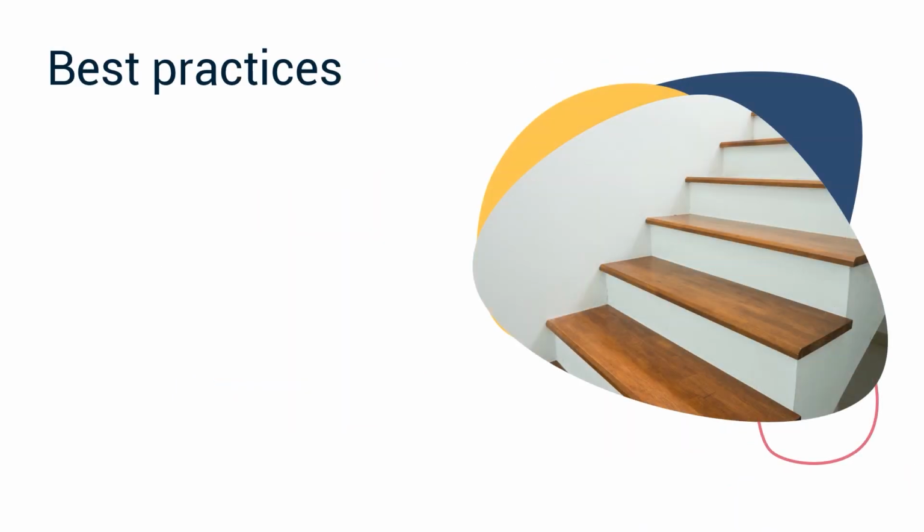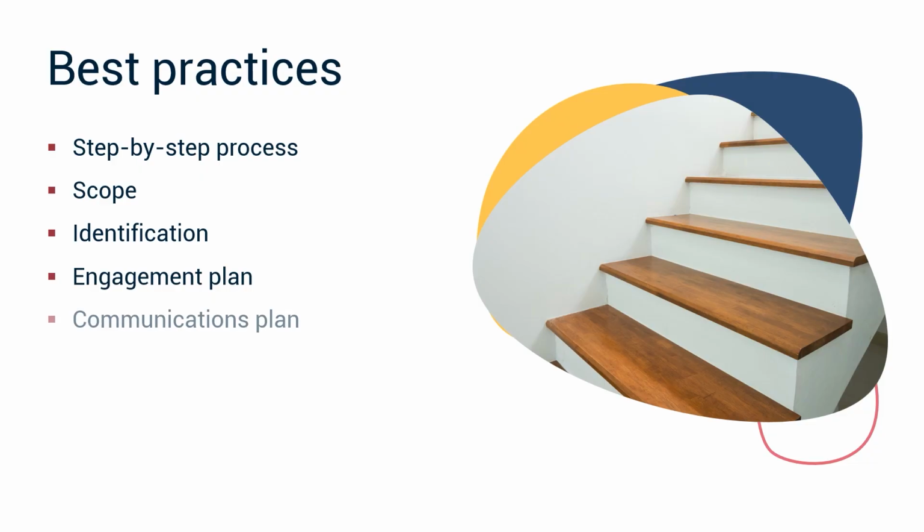Now, let's discuss stakeholder management and best practices. You can follow a step-by-step process to provide a comprehensive approach, ensuring stakeholder alignment and engagement throughout the program lifecycle. These steps include validating scope, identifying stakeholders, engagement planning, communications planning, and developing strategies for stakeholder engagement.